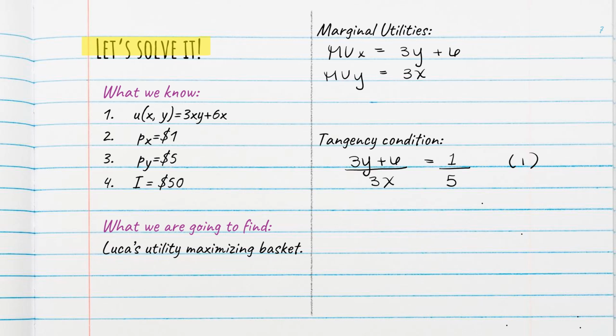We know we're going to use this tangency and budget constraint method, so we also need to write down the budget constraint. The budget constraint is the price of x, which is 1 times x, plus the price of y, which is 5 times y, is equal to 50. Just so we're clear, the price of x times x, that's the expenditure on x, right? So we take how much x costs, we multiply it by the number of units of x. We have expenditure on x, and 5y, that's the expenditure on y. So we need the total consumer expenditure to equal the available income.